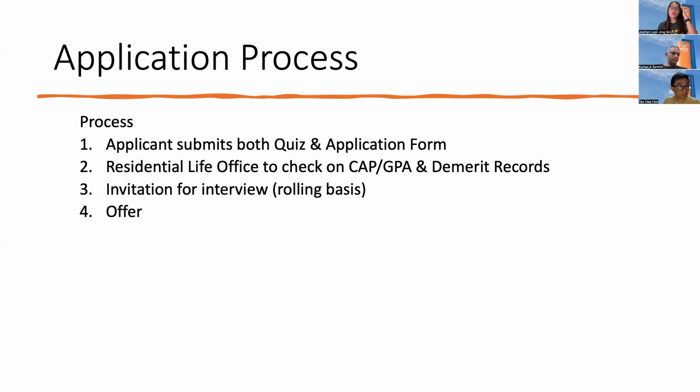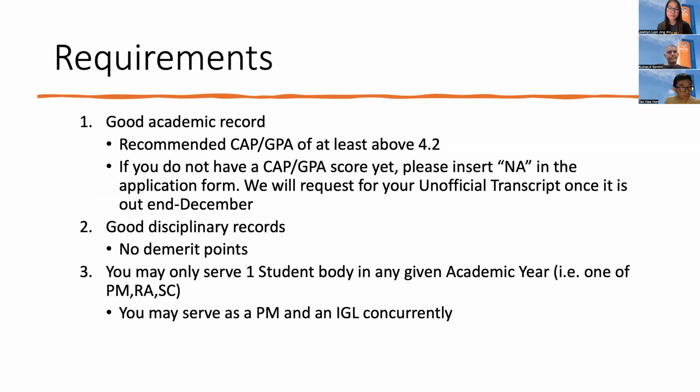So on top of submitting both the quiz as well as the application form, what happens after that is that the residential life office will check on your results once they are released, which is on 24 December if I'm not wrong, as well as check against your demerit records on their end. And then if you pass that stage, they will invite you for an interview on a rolling basis. And if you make it through all these stages, we'll give you an offer at the end of this application process.